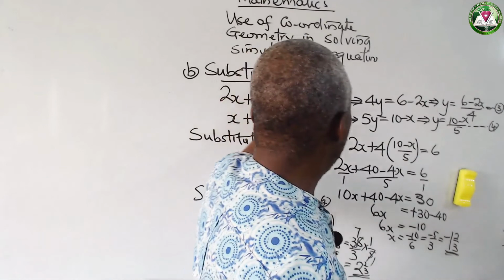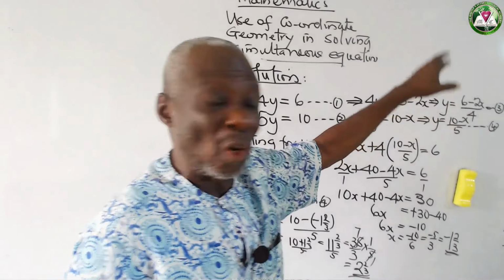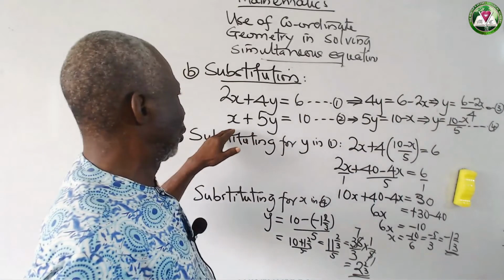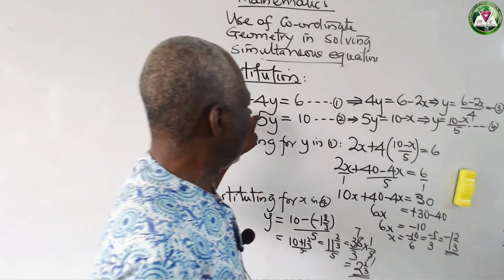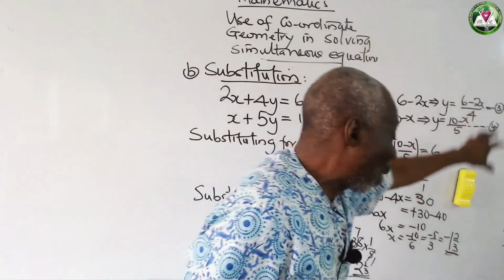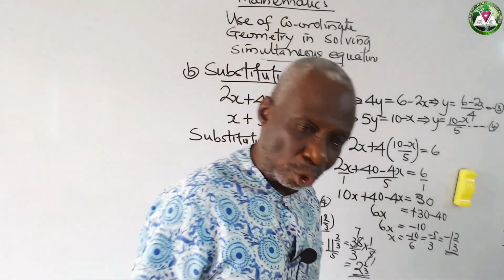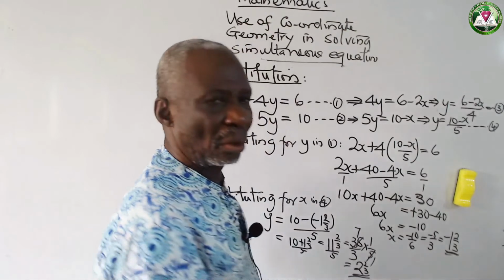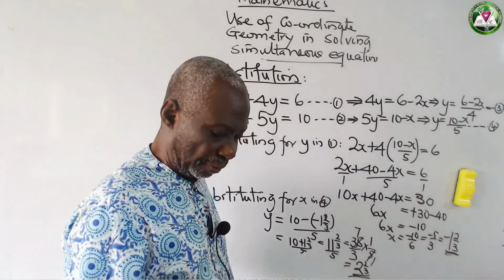We made y the subject of the equation in equation 1 and we had y3. So carry y3 to equation 2 and solve. We made y the subject of the equation from equation 2 and got y4. Carry this y4 to the first equation that is given and solve. That is what we have. And we shall be having the same answers.